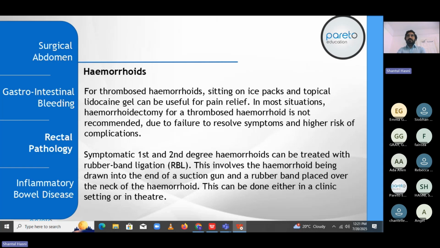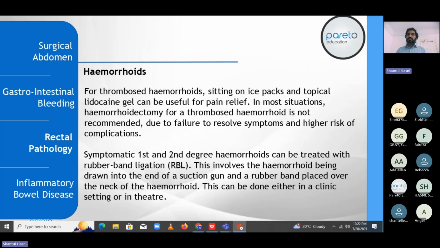I don't know why my department usually does it as a day case surgery rather than in the clinics, but I'm pretty sure that in previous settings where I've worked, you put the proctoscope in. If you've got a suction machine and a rubber band gun, you just apply the rubber band ligation and that's it. It solves the problem. That gives you an idea how quick a procedure it is and how helpful it is for grade 1 and 2 hemorrhoids.